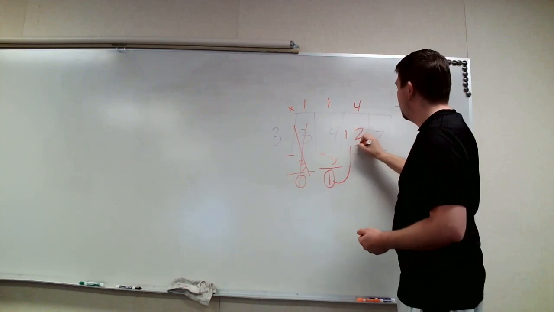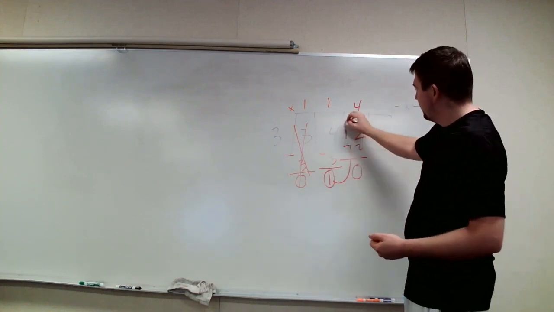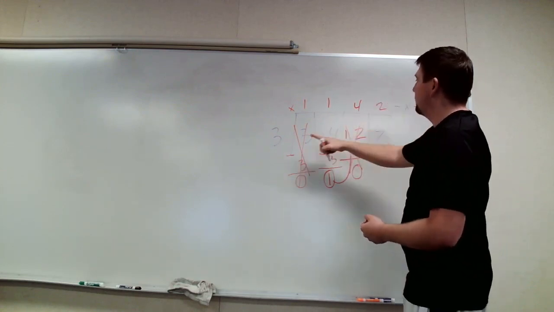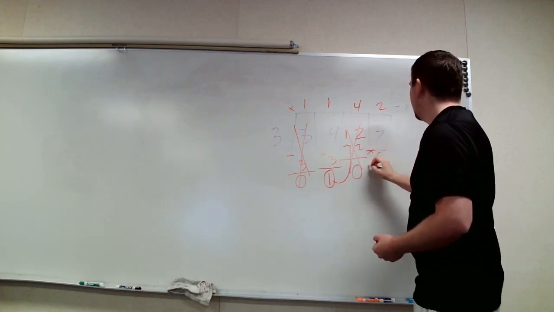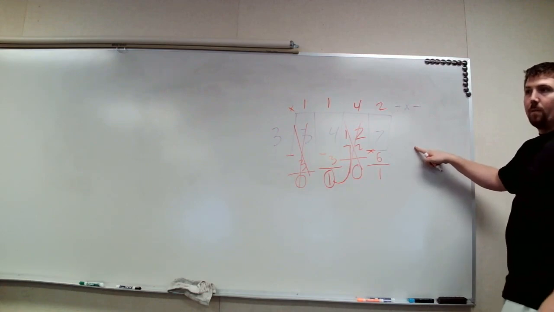3 times 4 is 12. We subtract, we get 0. Cannot leave the box until it's 0. It is 0. 3 goes into 7 twice. 3 times 2 is 6. We subtract, we get 1. We cannot divide anymore, and there's nowhere else to go.